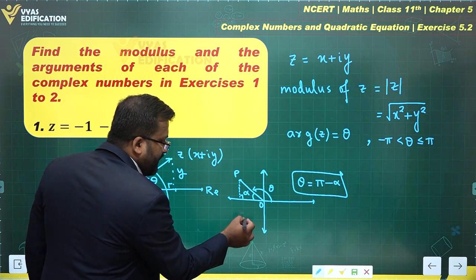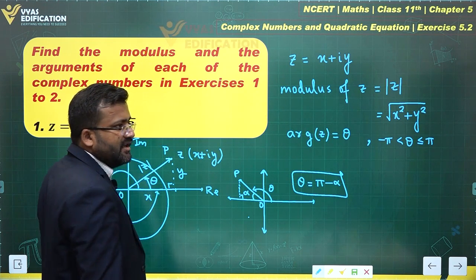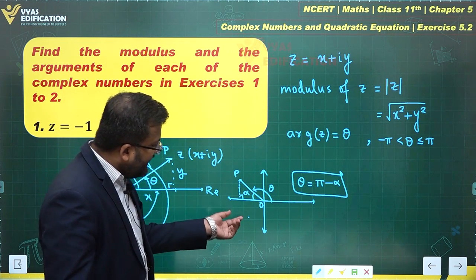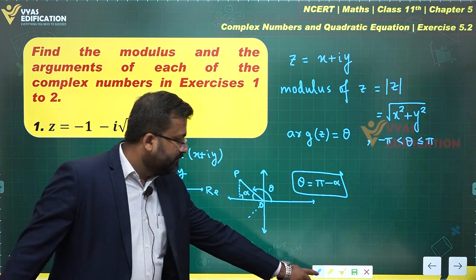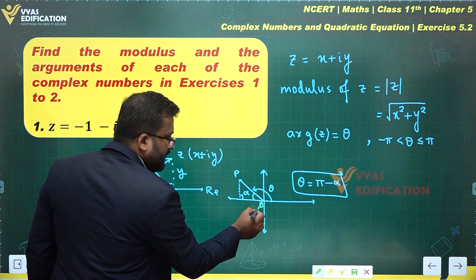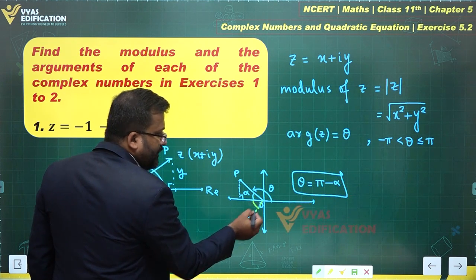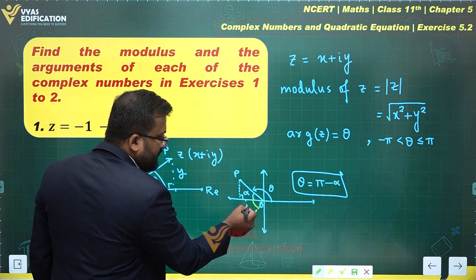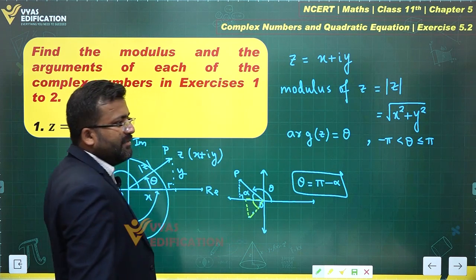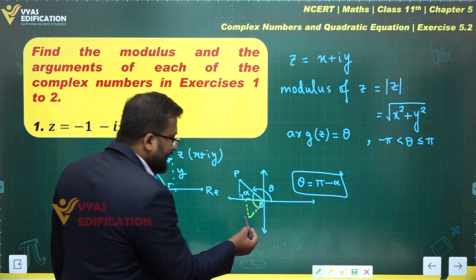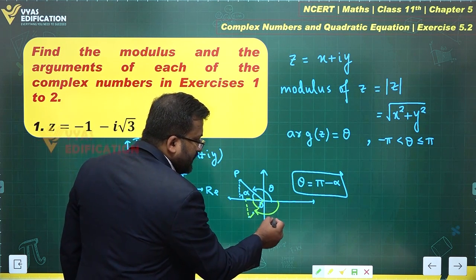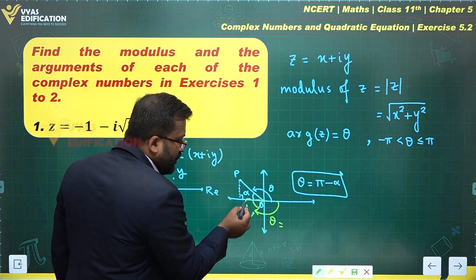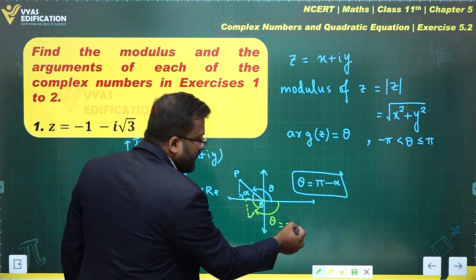In case we have point P lying in this quadrant, similarly we'll find alpha in this case as well. How do we find alpha? This angle would be alpha in that case. With the help of this value and this value, perpendicular and base, we'll find alpha. And the value of theta in this case, this theta would be actually equal to minus pi plus alpha.